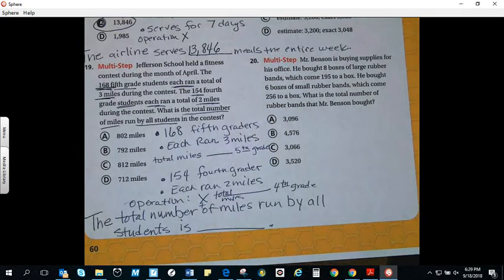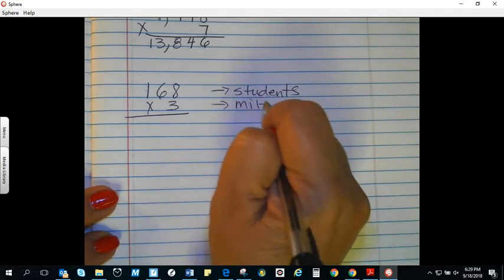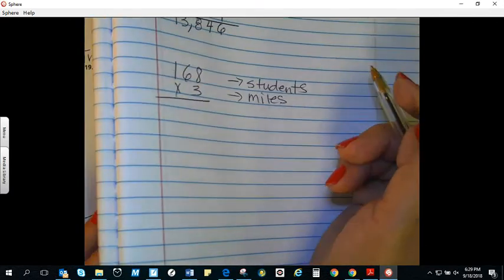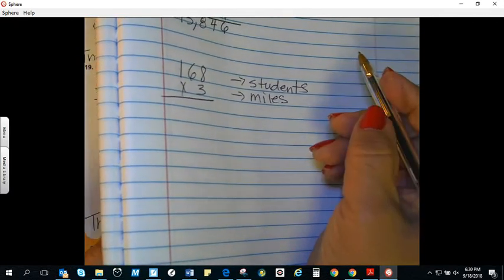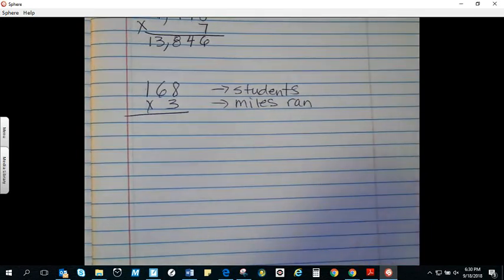So let's do first things first. I'm going to switch over to my other piece of paper because you can see I'm running out of room there. And I'm going to move it over here. And I know that the first one I have 168 times 3. The 168 represents students. The 3 represents miles run. The miles that they ran.